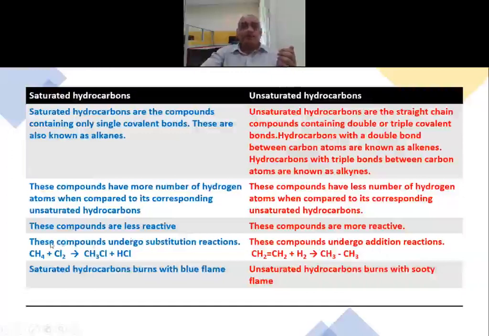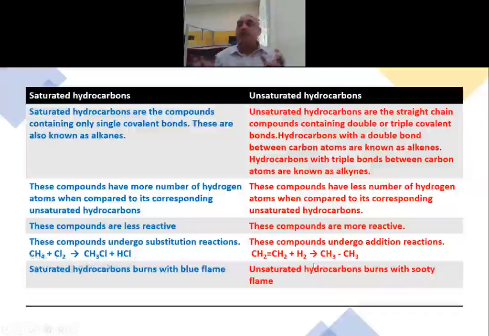Saturated hydrocarbons show substitution reactions. Substitution reaction means you can replace one atom by another atom. So this is called substitution. You can see here in the example of methane, we have replaced one of the hydrogens with one chlorine atom. So this forms methyl chloride and HCl.